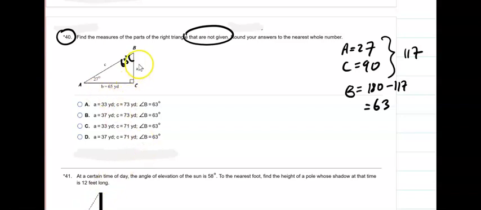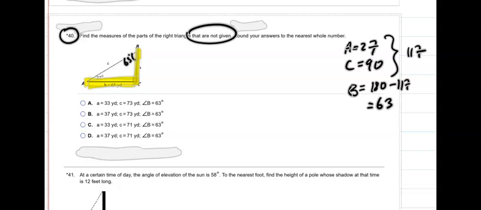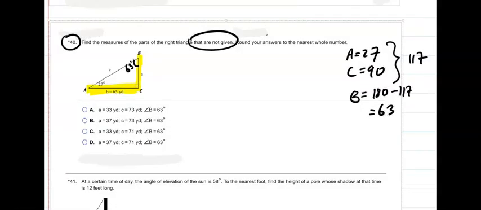Now, to find A and C, I have to find A first. To find A, which is unknown, I'm going to use a ratio with A and with 65. The angle is 27, so 27 is the reference angle.